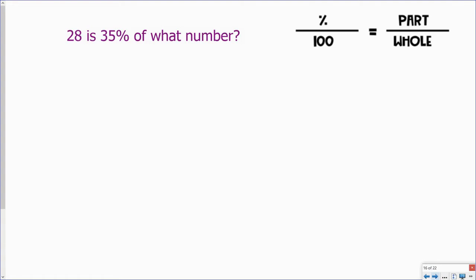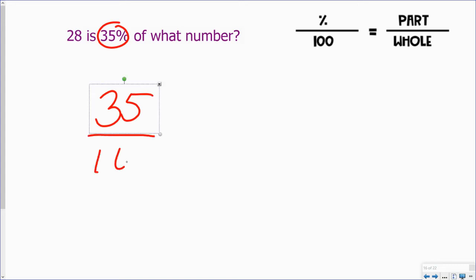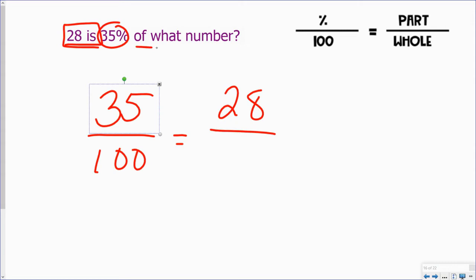In this situation, I've got 35%. So we represent it by 35 over 100. And then again, it says 28 is. So that means my 28 goes here. And it says of what number? And so that represents my whole. And so that's the amount that I'm looking for.